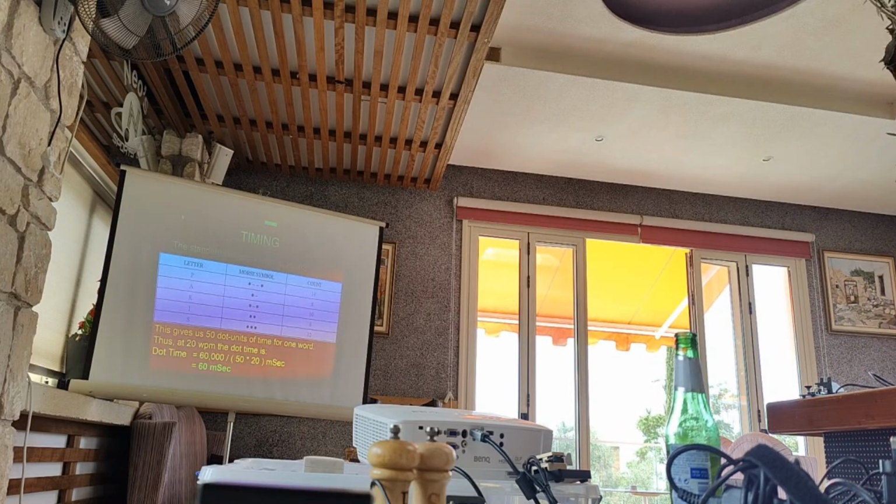Okay. Timing. The standard telegraph word is Paris, and this gives us 50 dot units of time for one word. How do we get it? For the P, 1 plus the space, 2 plus that, plus that, plus that, plus 3 at the end gives us 14. For the S, we add 7 at the end of that to give us 12. You add that lot up, you get 50 dot units. So 20 words a minute is 60 milliseconds.